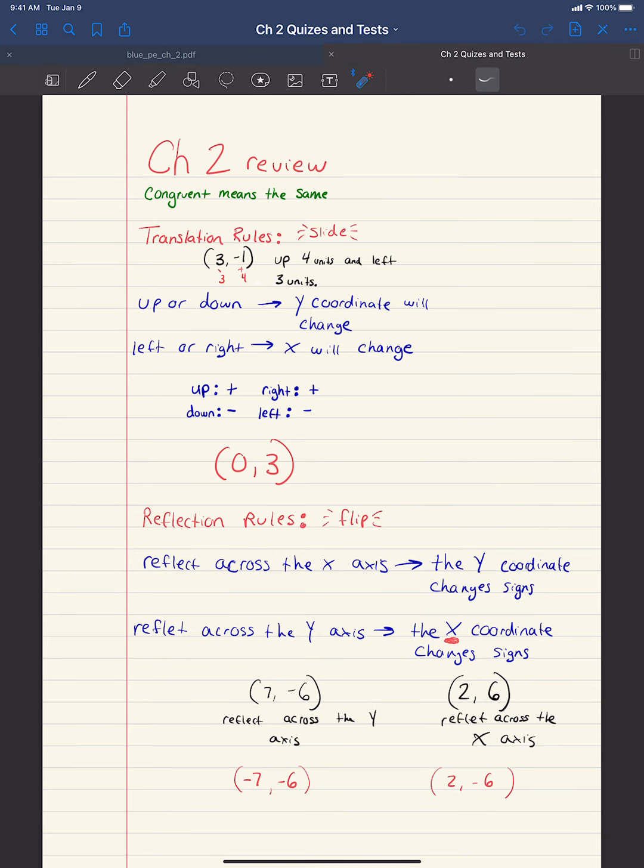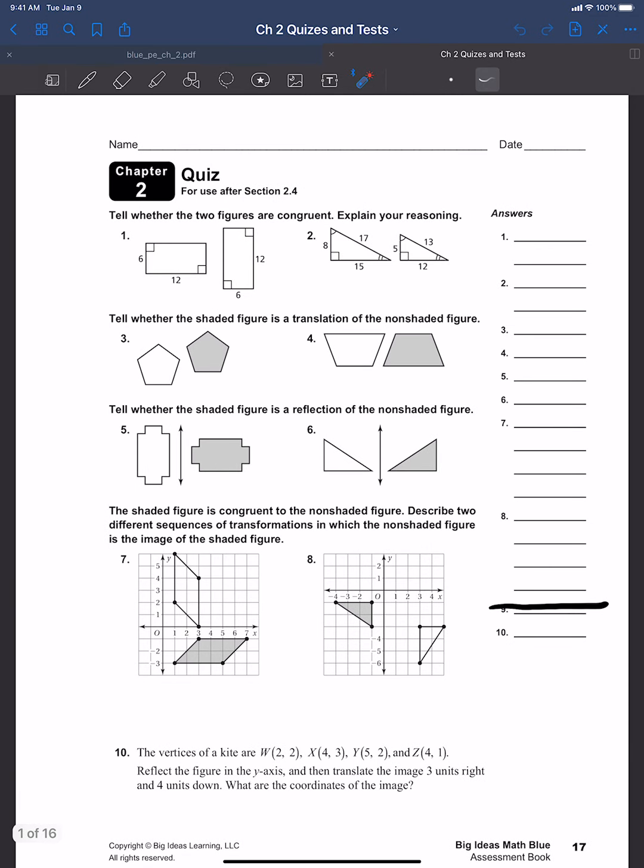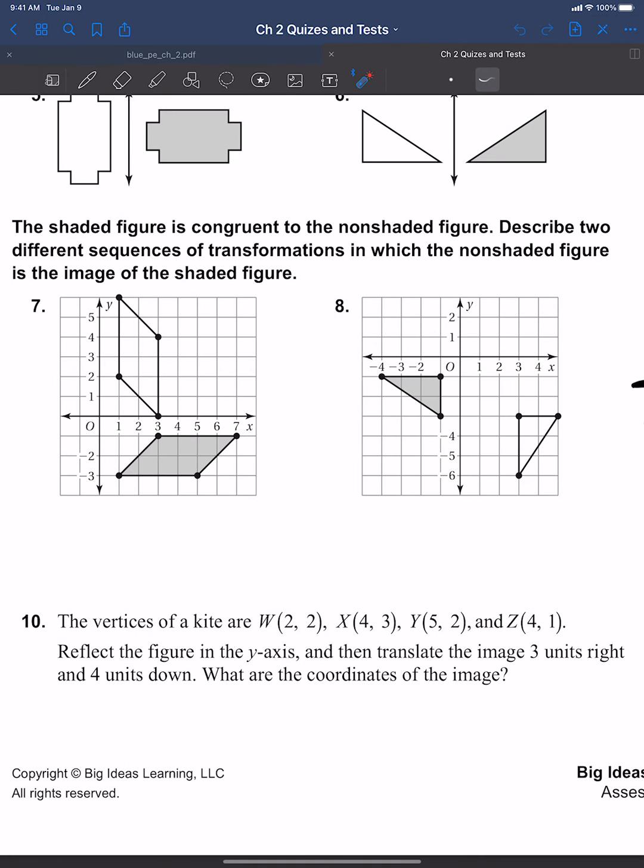On the quiz, I'm going to flip over to the quiz real quick. Here's your quiz. You have 2 of those. It says the shaded figure is congruent to the non-shaded figure. Describe 2 different sequences of transformations in which that non-shaded figure could turn into that shaded figure. So basically, the non-shaded figure is the image, okay? So that's where we're trying to get to. Start here, the shaded, and try to get there.